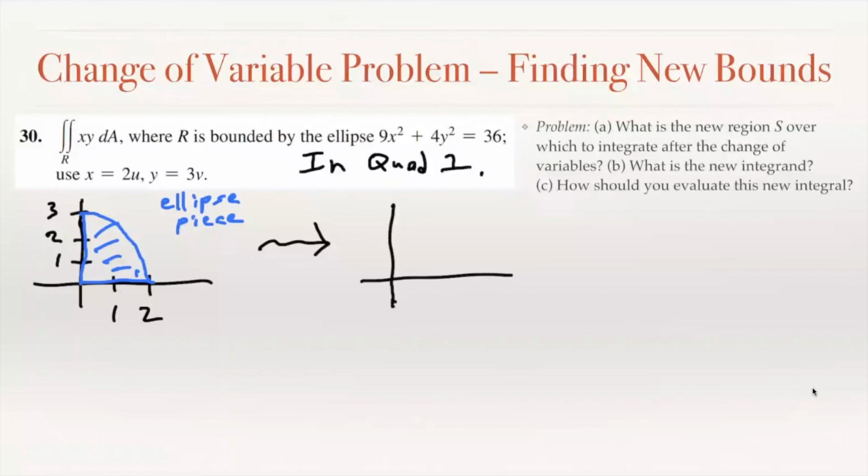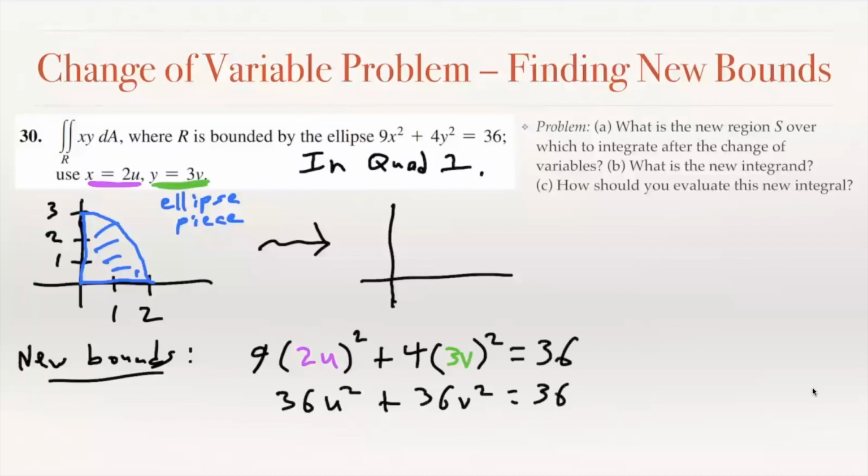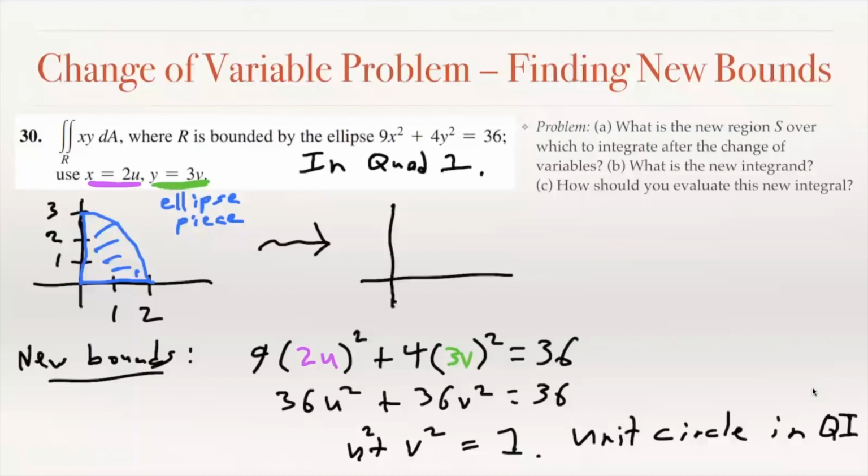Let's find out. So step 1, we're finding the new bounds. We have 9 times 2u squared plus 4 times 3v squared is 36. That's the same as 36u squared plus 36v squared is 36. So u squared plus v squared is 1. So we wind up with the unit circle in quadrant 1.